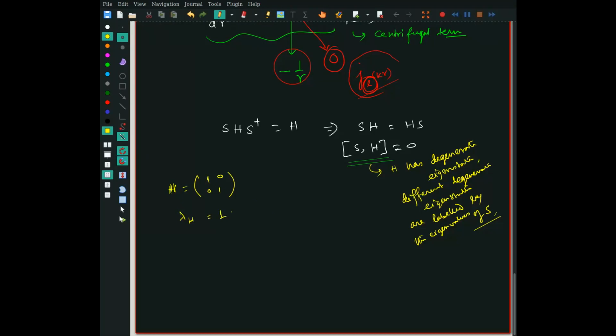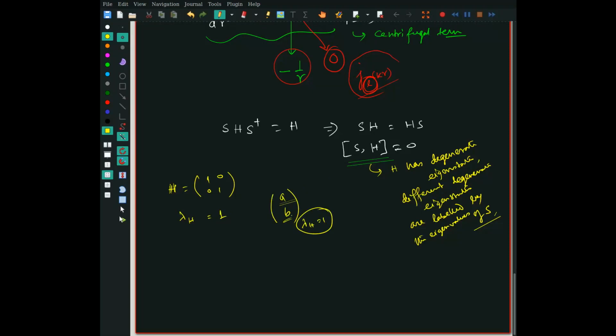Whatever eigenvector you write, let's say I write (a, b), any arbitrary vector, it will correspond to lambda H equals 1. There is no other distinction. But you know that I have not specified the eigenvectors yet, because these are still arbitrary. I do have a rotational freedom in a 2D space.